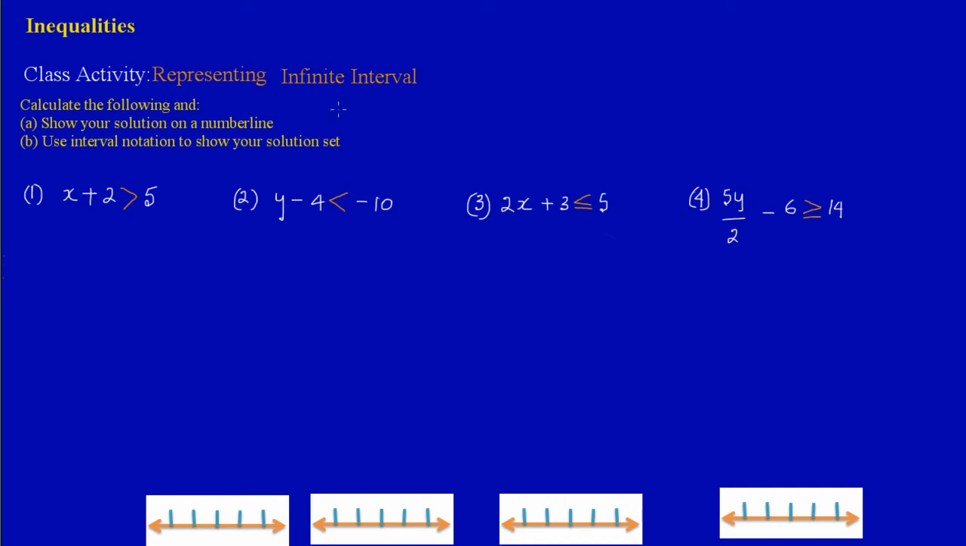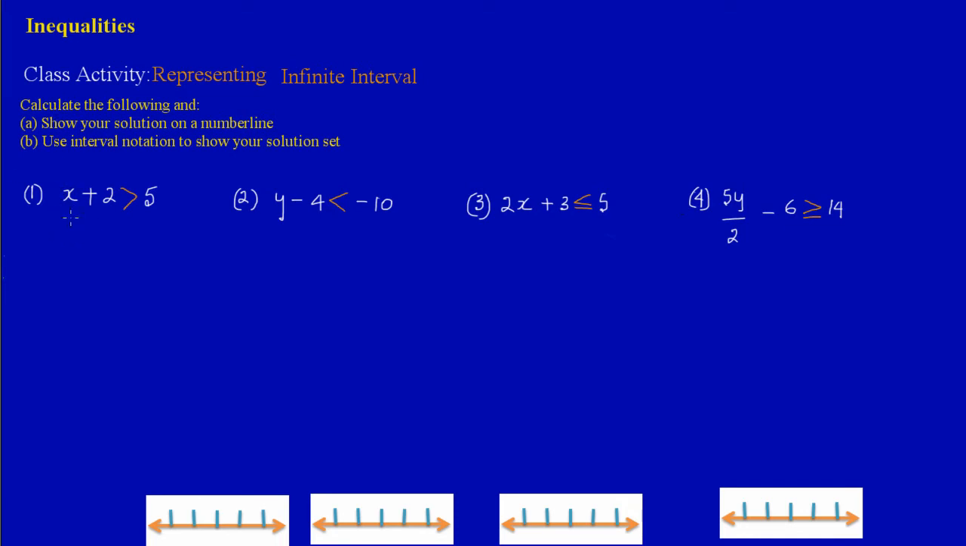In the exam we can be given inequalities to calculate. In part A, as it states here, we can be asked to show our solution set on a number line, and in part B we're going to show our solution set by using interval notation. So let's quickly run through these.